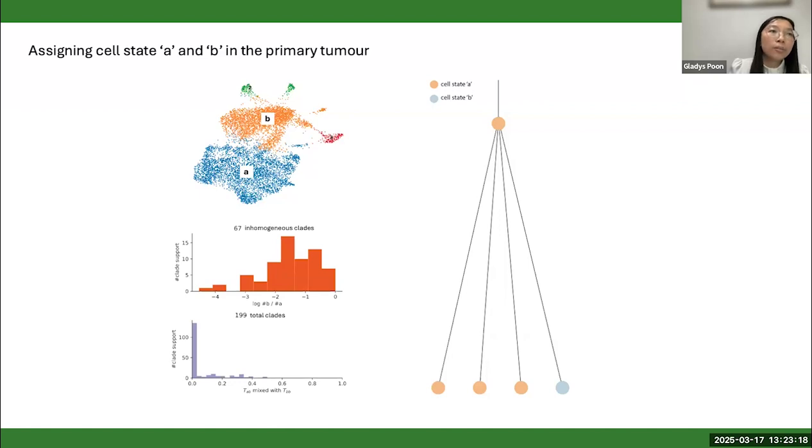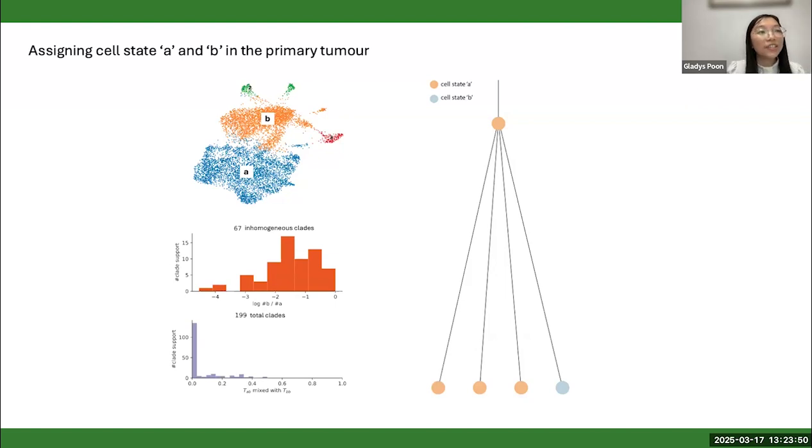And on top of that, I also look at the number of homogeneous clades. So in total, there are 67 inhomogeneous clades, whereas the remainder are homogeneous clades, summing together to 199 total clades. And so by doing again a conversion from this metric, there is clearly transition flux occurring between A and B.